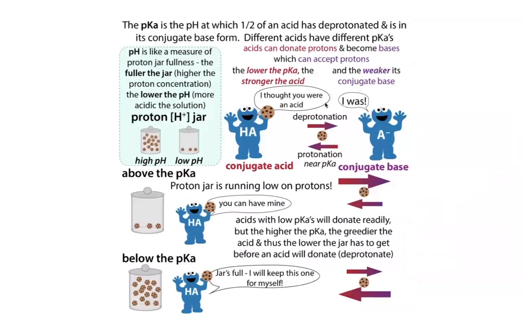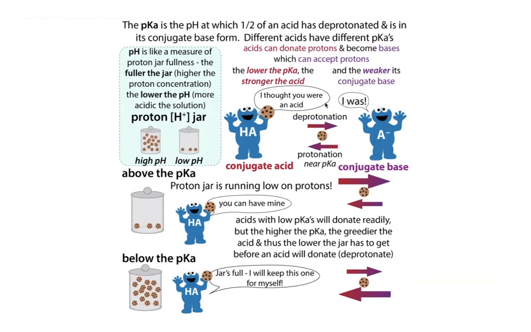So that pKa, remember, is the dissociation constant of the acid. It's telling you how much of the acid is going to deprotonate when you get to equilibrium. And at the pKa, this is also the pH at which half of it is deprotonated and in its conjugate base form. So half of that acid has given up its cookie and is in the conjugate base form at that pH. Because remember, the pH is a measure of the proton availability. It's a measure of how full that cookie jar is.